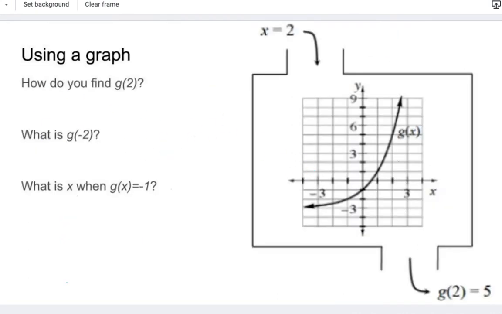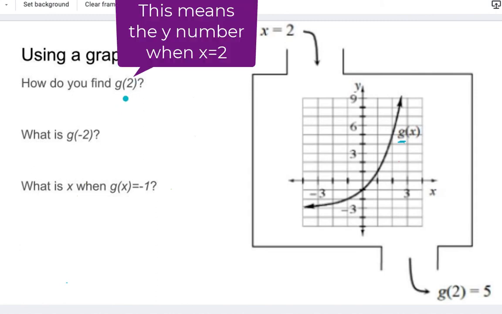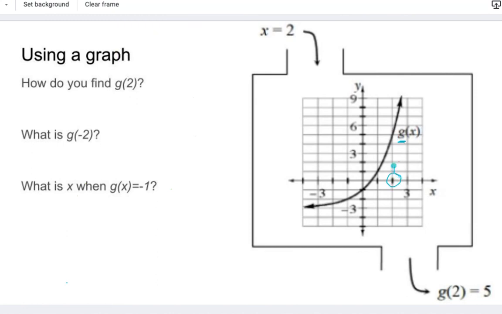Sometimes we don't know what the function is, what the equation is. So this is some exponential graph. I don't know actually what the equation is. We could figure it out if we had to, but we don't need to. This function's name is g. This is g of x. So using a graph, how do we find g of 2? If it says g of 2, that means 2 is the x value. So 2 is the x number, follow that to the graph.